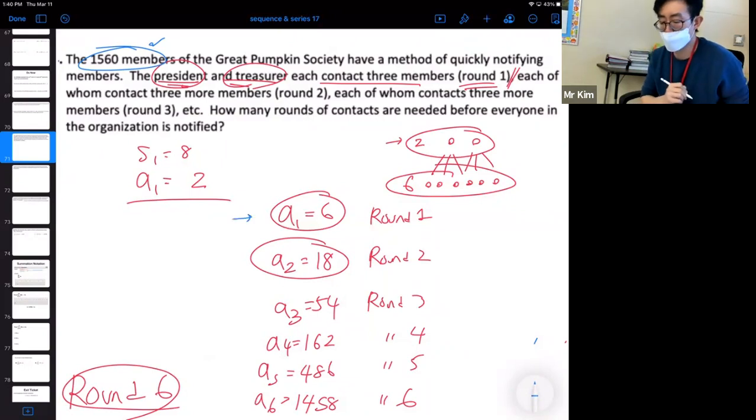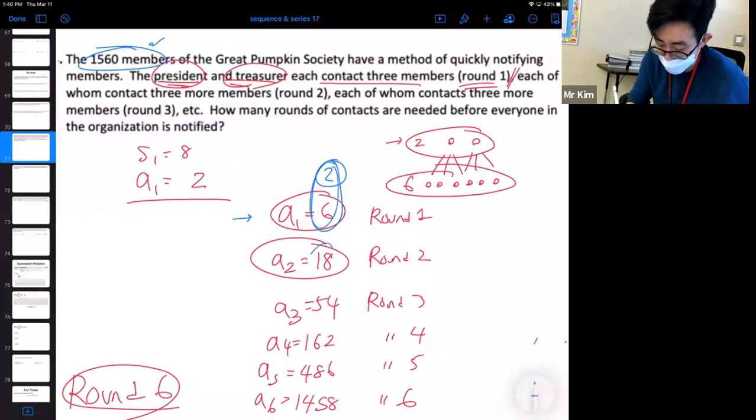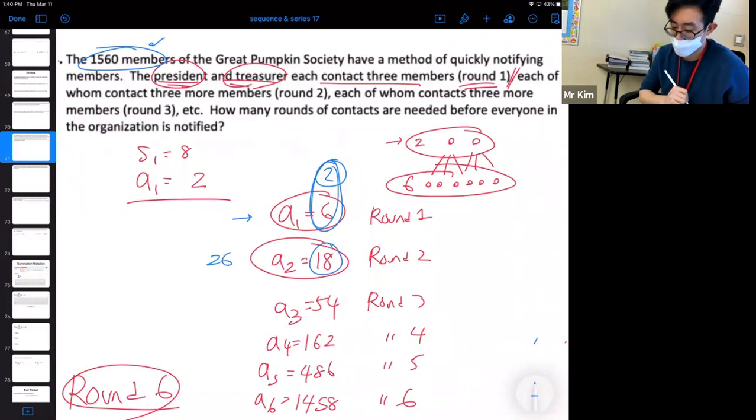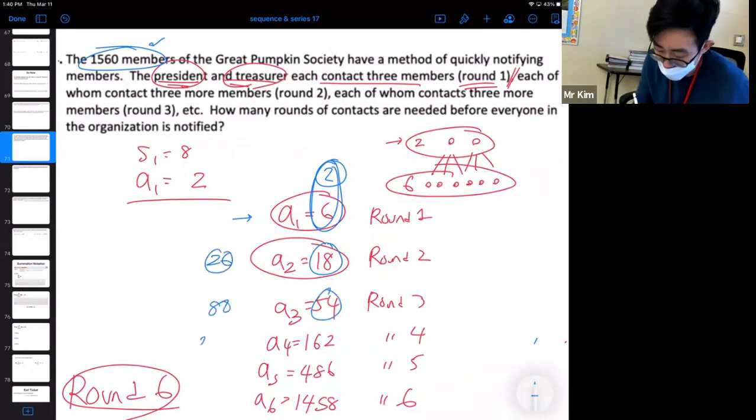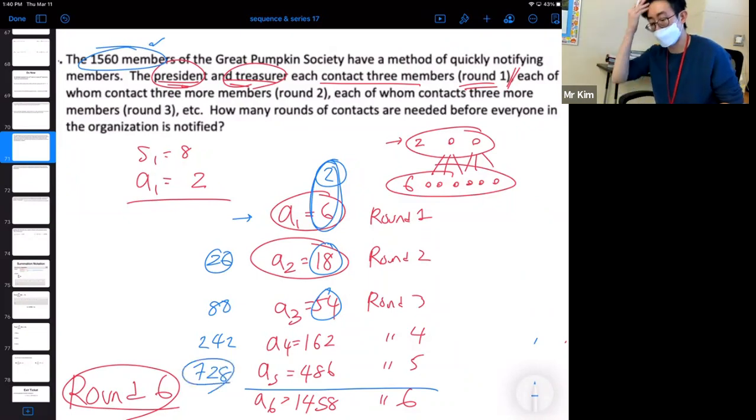So after the first round, like Catherine said, we have those 2 people still intact, the president and the treasurer, but that's a total of 8 after round 1. After round 2, that's 8 plus 18, which gives you 26. Round 3, you add these up and you get 80. Then 242. Then you basically keep on adding the numbers, and no matter what you do, by the end of round 5, you only end up going up to 728 people by the time you get to round number 5. Okay, so that was hidden.